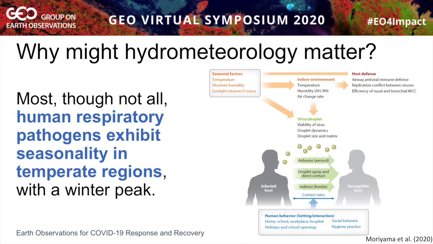And here we see from a recent review article, not on COVID-19 specifically, but on such pathogens, there are several reasons this might happen, having to do with both the outdoor environment, the indoor environment, direct impacts of hydrometeorology on the virus itself, as well as impacts of those hydrometeorological factors on the host. There is a good reason to believe that this matters from a process perspective.